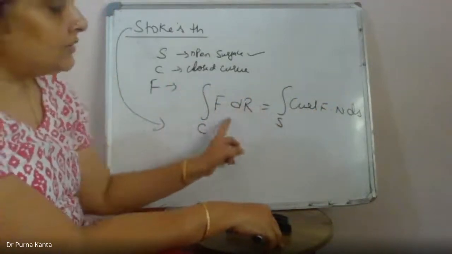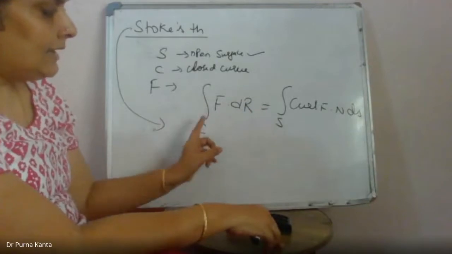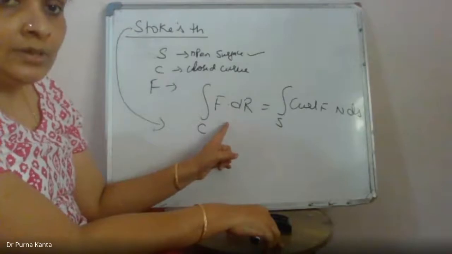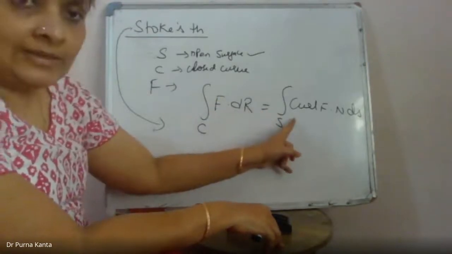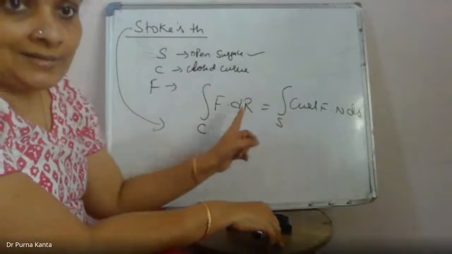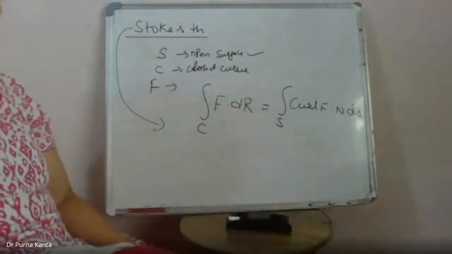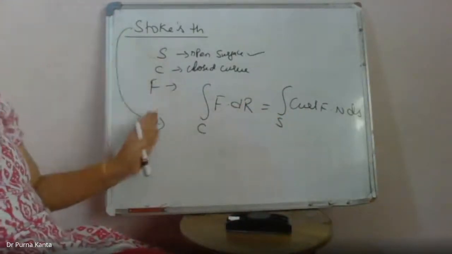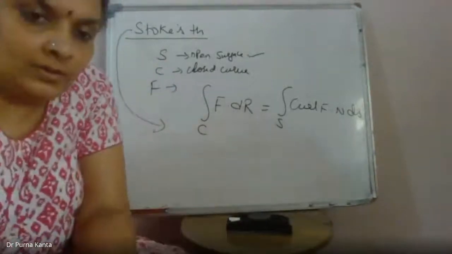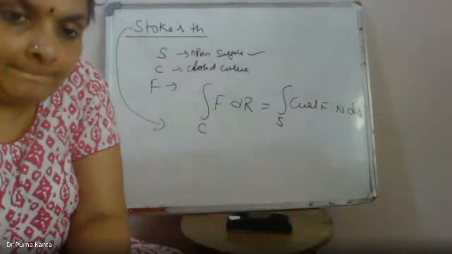So you can observe here that the integral over C of f dot dr, which represents a line integral, gives the relation in terms of the surface integral over S of curl f dot n ds. That is the statement we have. So first write down the statement, then we'll go with the problem. Take down Stokes theorem. Take down the statement.